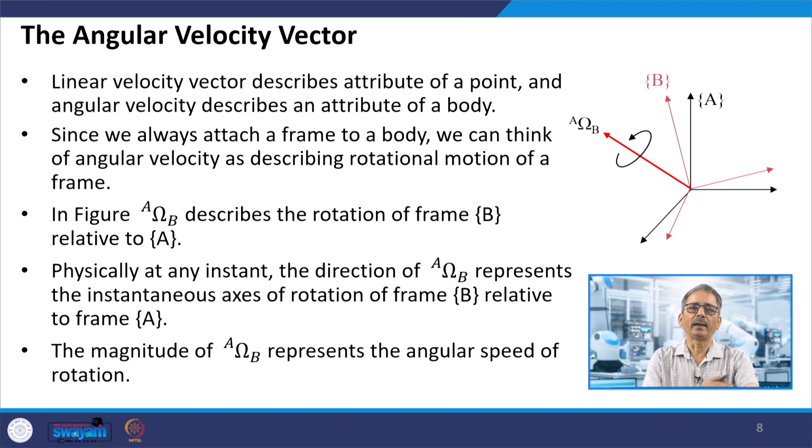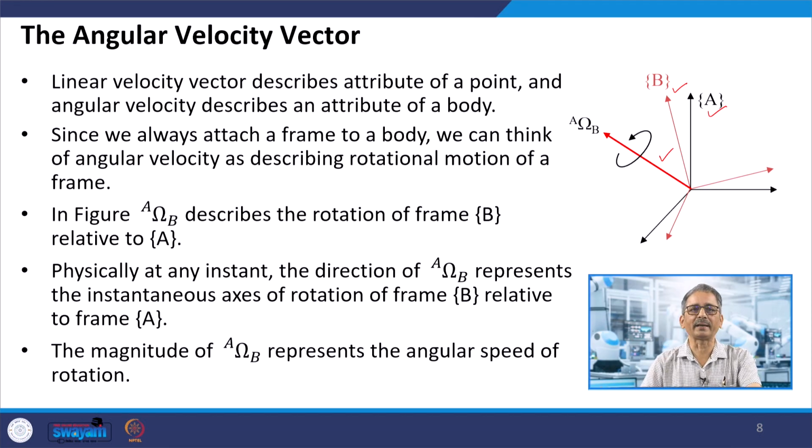Hope this is clear. Now, let us look at the angular velocity vector. The linear velocity vector describes an attribute of a point, whereas the angular velocity vector describes the attribute of a body. Suppose here we have a frame A, and we have another frame B. Now, frame B is rotating with respect to frame A, then I can express the angular velocity of frame B with respect to frame A by this angular velocity vector. So, this way we can represent it.